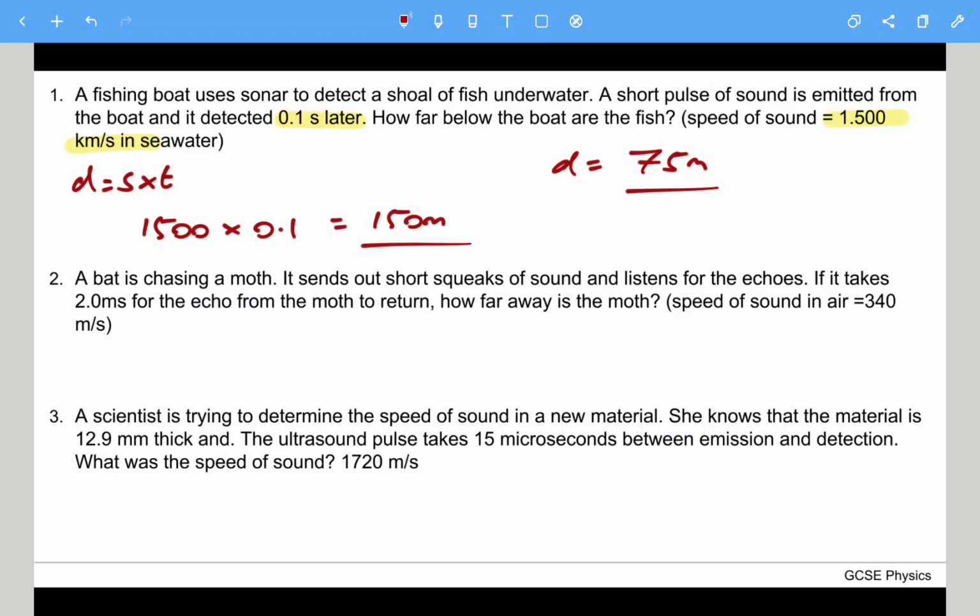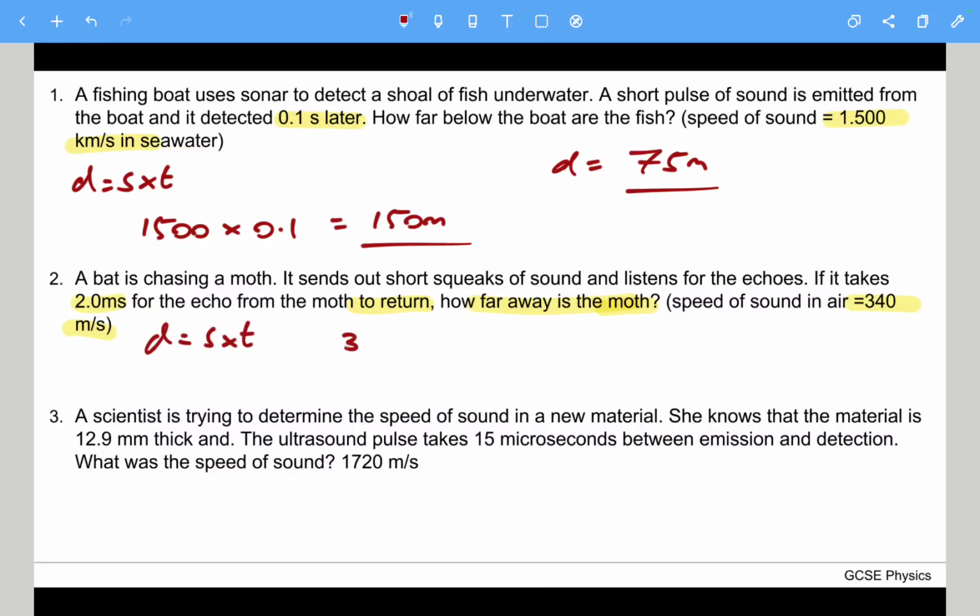Number 2, a bat is chasing a moth. It sends out short squeaks of sound and listens for the echoes. If it takes 2 ms, which is milliseconds, for the echo from the moth to return, how far away is the moth? Speed of sound in air, 340 meters per second. So we need to do distance is speed times time.